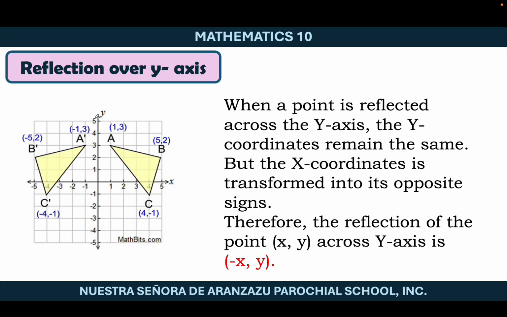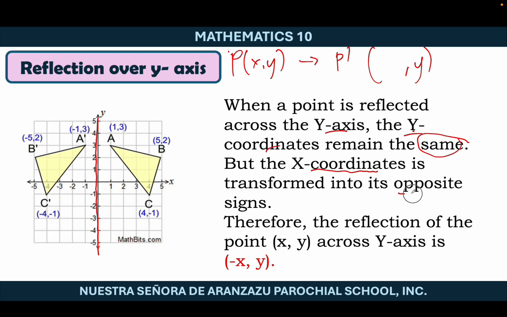So, ibig sabihin, nasa vertical line natin yung line of reflection. Ito yung nire-represent niya, yung line of reflection. So, y-axis naman daw. So, when a point is reflected across the y-axis, the y-coordinates remain the same. So, ibig sabihin daw, when you have a given point (x, y), to transform this one, our y will just remain or copy lang. But the x-coordinates is transformed into its opposite sign. So, from positive x, this will become negative x.